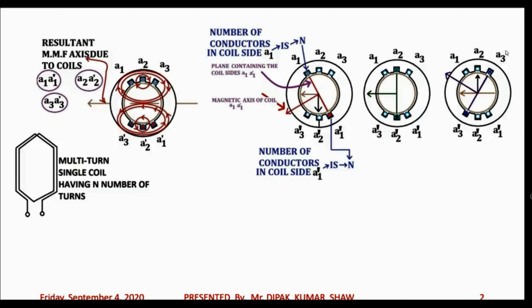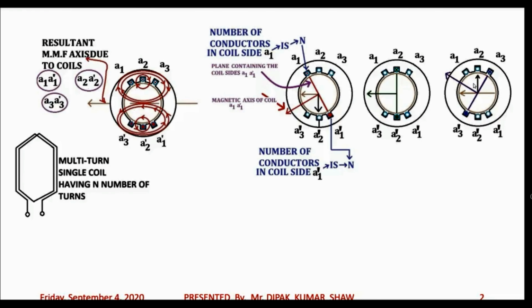Now let us switch our attention to the coil A3 A3 dash. For coil A3 A3 dash, the magnetic axis is acting along this blue line, which is perpendicular to the plane containing the coil side A3 A3 dash. So this blue line is the orientation of the magnetic axis or the MMF axis for the coil A3 A3 dash. We can again resolve this into two components. One is the horizontal component, indicated by this brown arrow. You may follow the mouse pointer, please. This is the horizontal component of the MMF for the coil A3 A3 dash, and this black arrow is the vertical component.